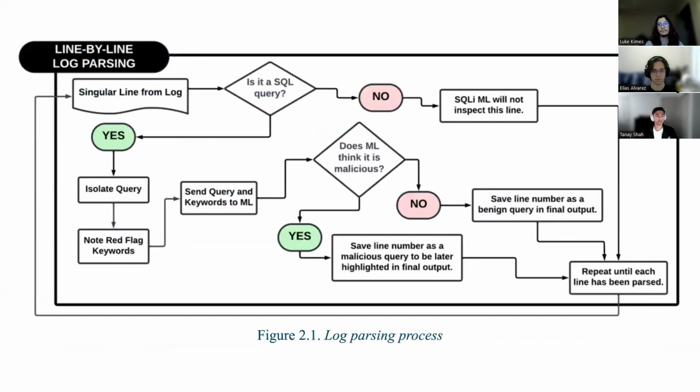All right, so what does this all look like? Let's look at an example for line-by-line log parsing. So we'll take logs from an access log, for example. We'll determine if there's a SQL query present. If there isn't, we'll mark this and move on. If there is, we'll isolate the query, note down any red flags such as specific keywords associated with SQL injection, and then send the query and the keywords over to the machine learning model. The model will then make its determination whether a query looks like SQL injection or whether it doesn't. It'll then save the line number and return the final output to the user.